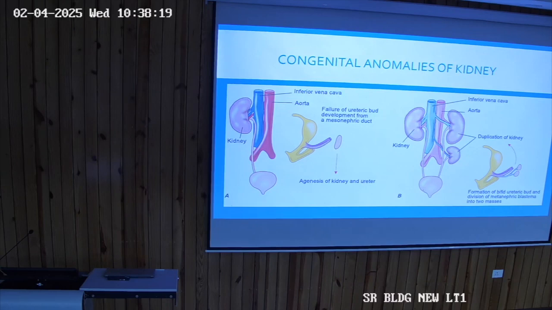So during development, good morning, during development we studied that the ureter induces growth of the kidney, the metanephric blastema, and the metanephric blastema induces the growth and division of the ureter. So this failure in the development of the kidney comes from failure in the development of the ureteric bud from the mesonephron. When there is failure in development of the ureteric bud, the kidney fails to develop. It can be unilateral or bilateral because induction comes from the ureter. So if the ureter is not forming, the kidney is not forming.